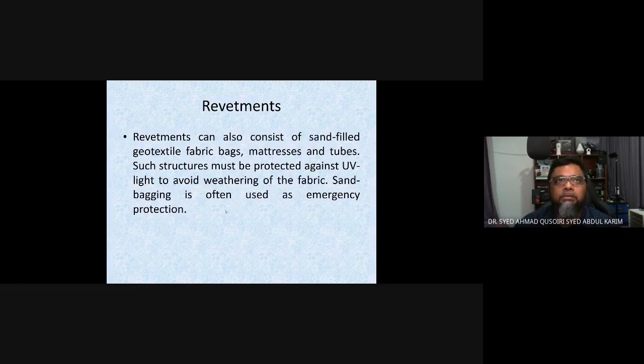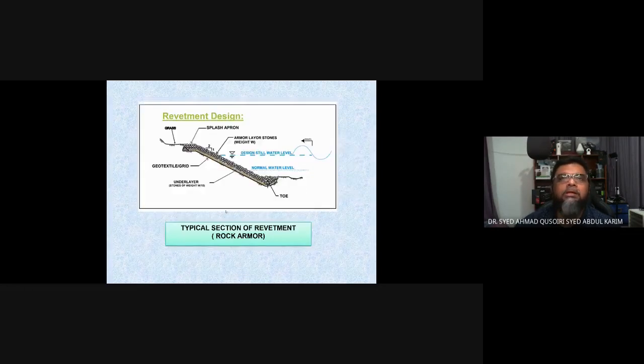So material juga boleh gunakan fabric bag, mattresses, tube. Ni contoh lagi. Dia macam slope protection lah. So banyak layer kat sini. Geotextile layer, under layer of small stone. And then baru dia letak armor layer stone.